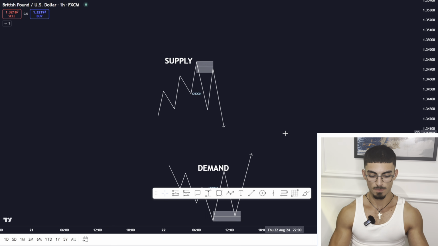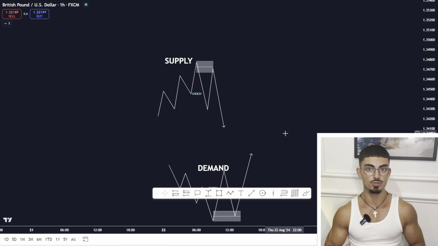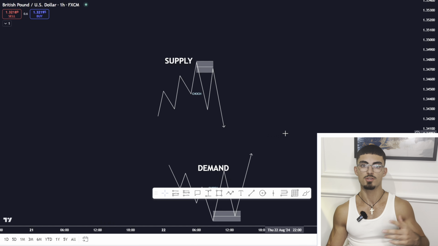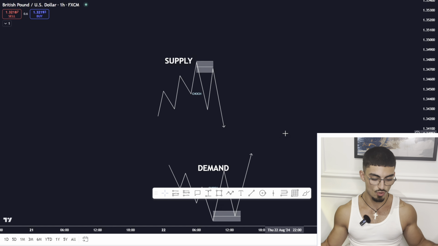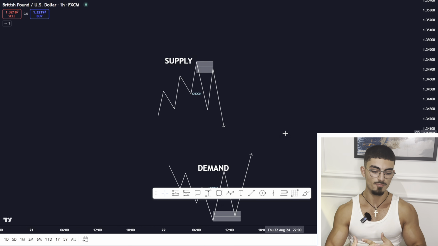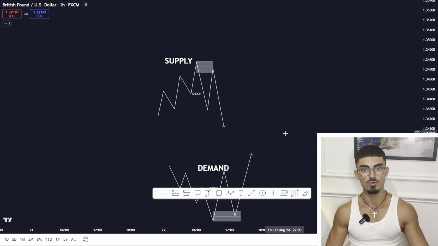And that is it. That is literally how I've been able to go from $0 to $500,000 in funding in a year, is using concepts like supply and demand. Of course, there's so much more to it, and I use so many more different things in my trading. But if you can understand supply and demand to a good level, that is going to be enough for you to become a very good trader.